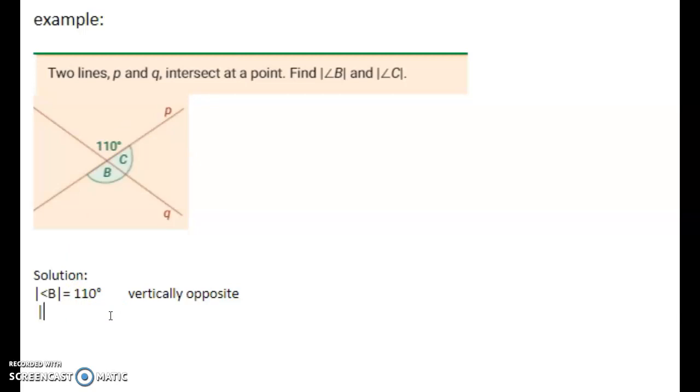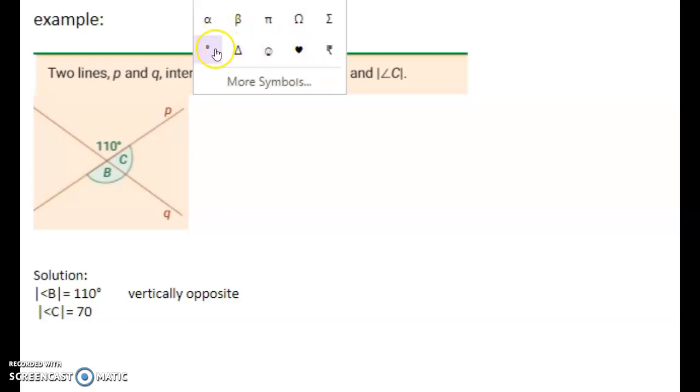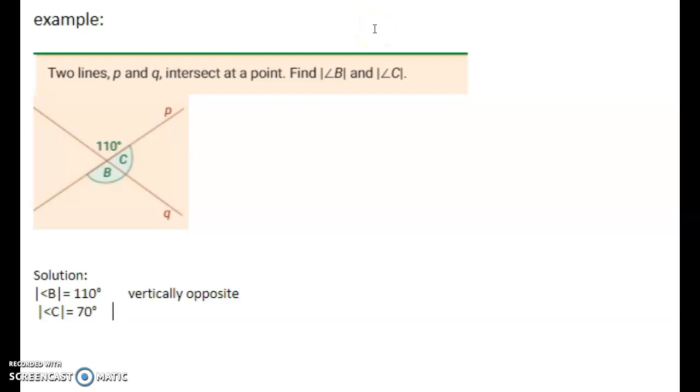So I can write it like this. The angle C equals, what did we say? 70 degrees. And what's the reason? Q is a straight line. And then what can I say? So 180 minus 110 equals 70. And that's that done.